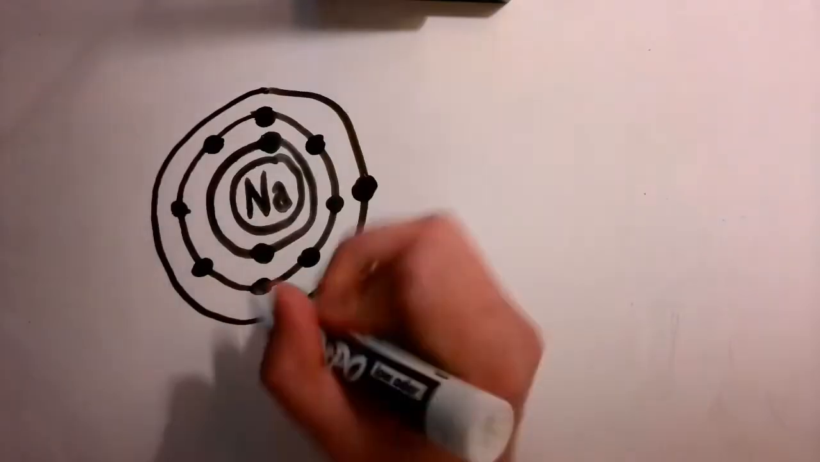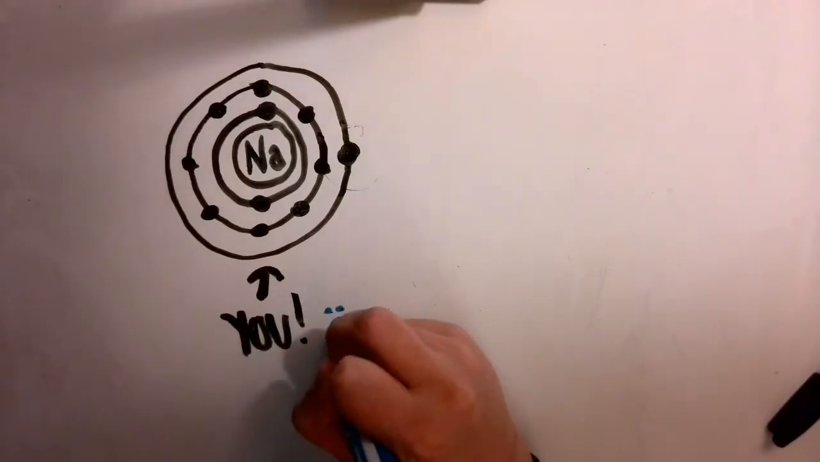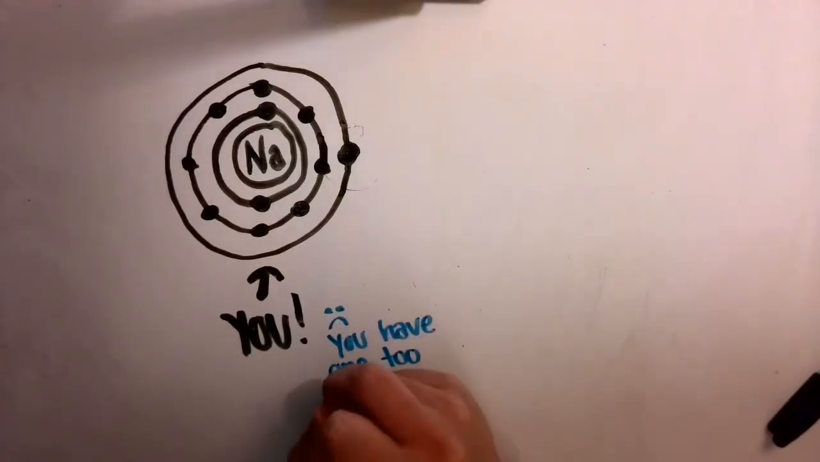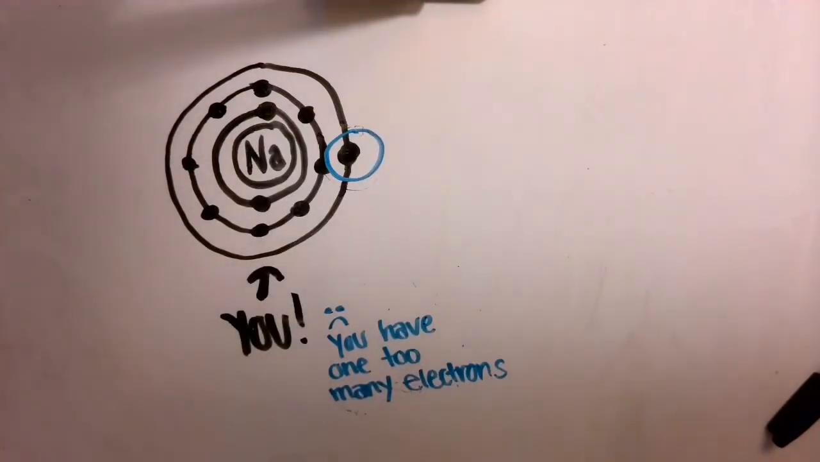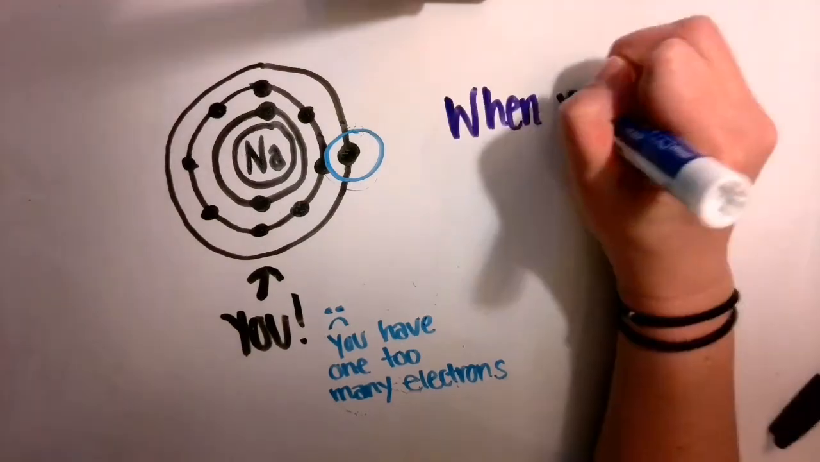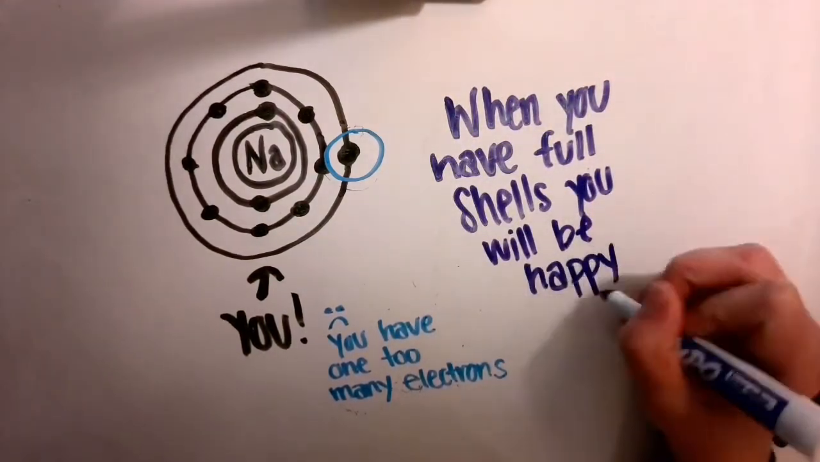What do you do if you're a sodium atom? You have 11 electrons, one too many to have an entire shell filled. You need to find another element that will take that electron away from you. When you lose that electron, you will have full shells. Whenever an atom has full shells, we know that it's happy.